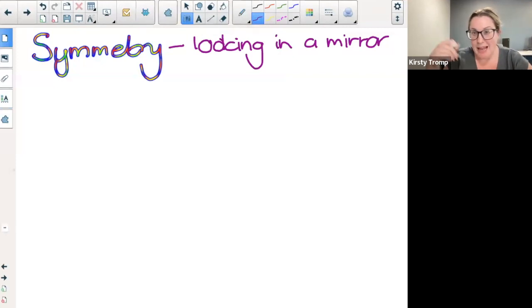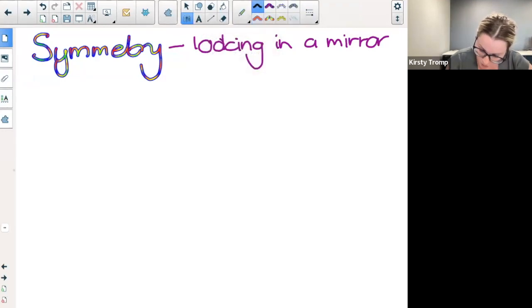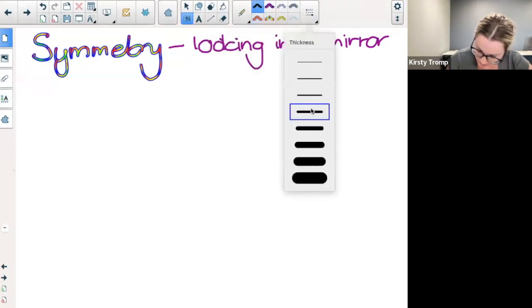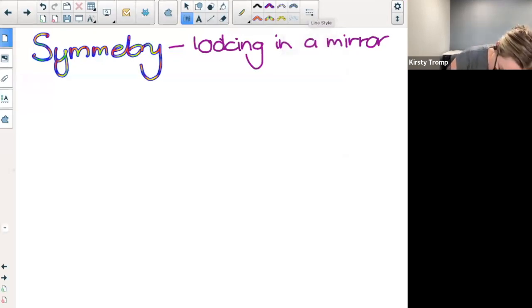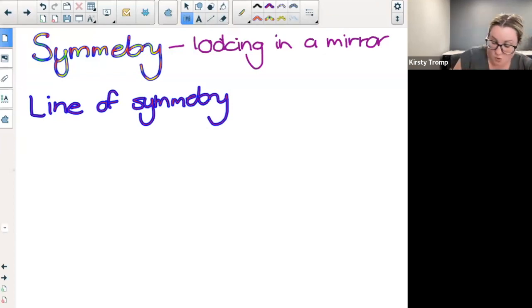Okay. And so in transformations, the words that we're looking for is what we call a line of symmetry. So I want to talk about a line of symmetry. All right, I want to talk about a line of symmetry. Now, what does that mean?